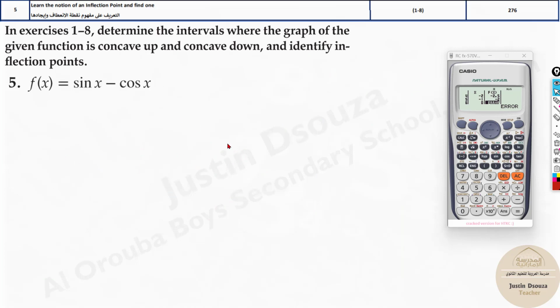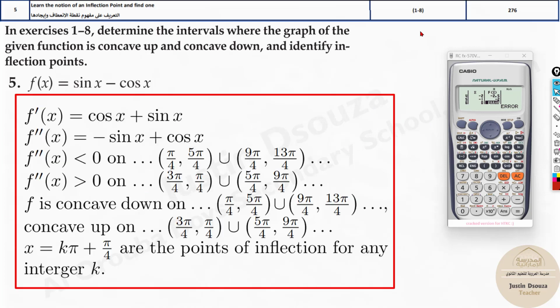And here, please do try them. Even for cosine, sine, you can easily do it by graph. Let's do this one. I've typed this equation in the table. Now it is just sine x minus cos x.